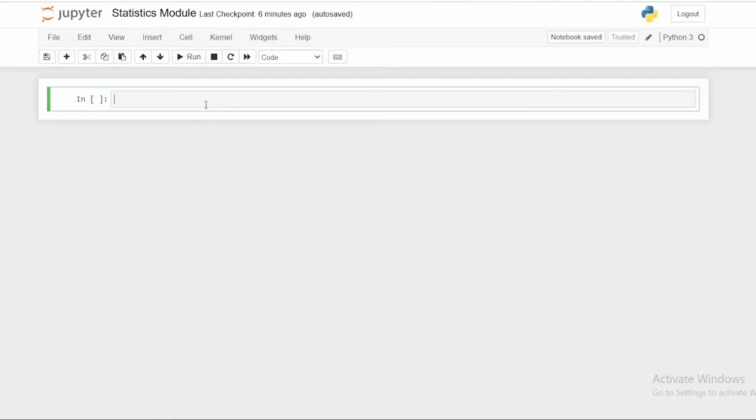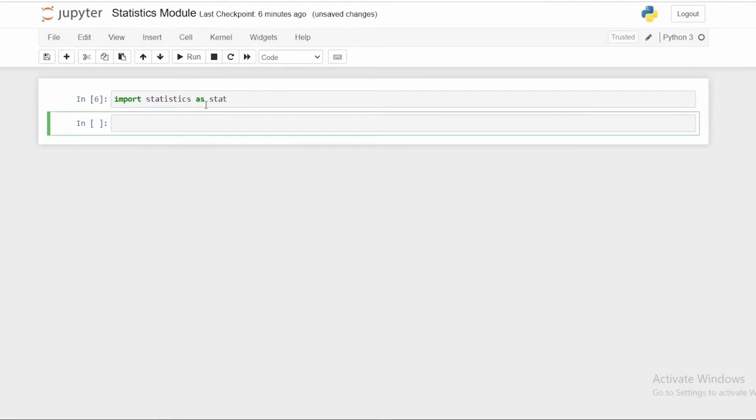First, in order to start off with the statistics module, let's import statistics as stat. And then we know that statistics is about mean, median, mode, standard deviation and variance. So first let's start with mean.